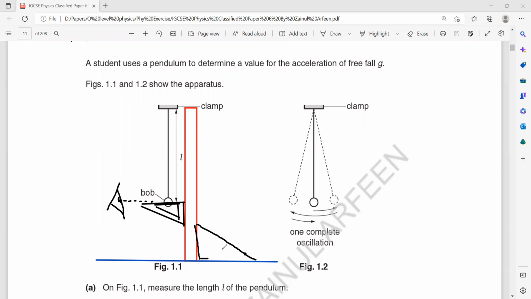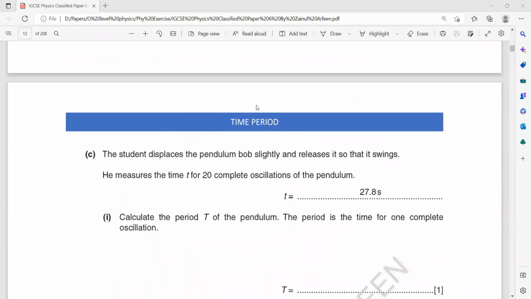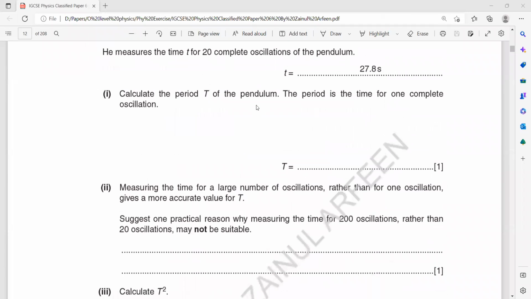To show that it is exactly vertical. If it fit into the space, it means it's exactly vertical. Then this is the time for 20 oscillations. What will be the time for one complete vibration? How do we get this? What should I do?